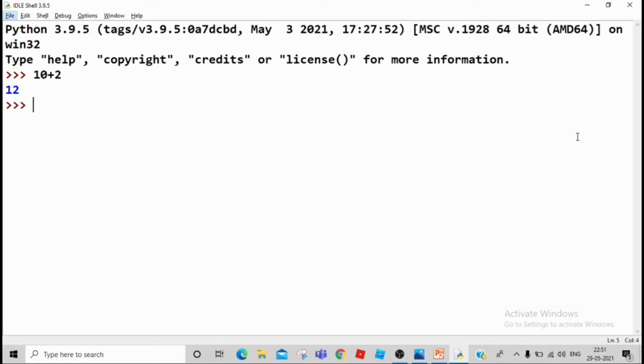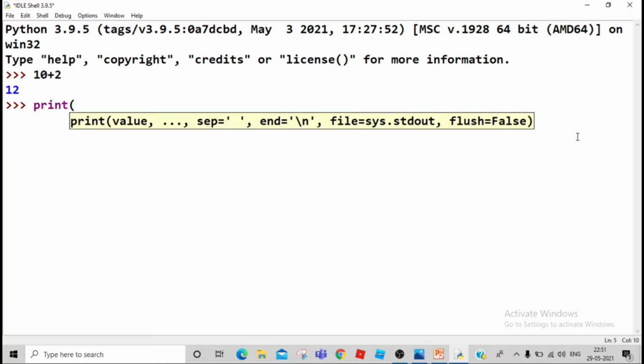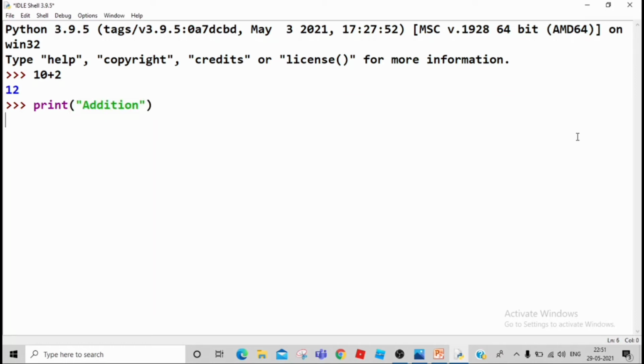So guys, let's start with the addition operator. So what is the addition operator? The addition operator adds two values and gives their sum. So now I'm going to write the addition operator for you. I'm going to print addition, and now here we go.